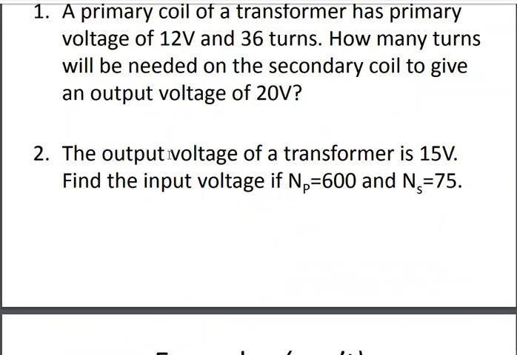Now, here in the second problem, the output voltage of the transformer is 15 volt. Then find the input voltage. Here, Vs is given and Np is given, that is number of turns in the primary coil is given and number of turns in the secondary coil is given, but voltage at the primary coil is not known, Vp is not known. Again, you have to use the formula Vs upon Vp equal to Ns upon Np. And using that formula, you can find out.